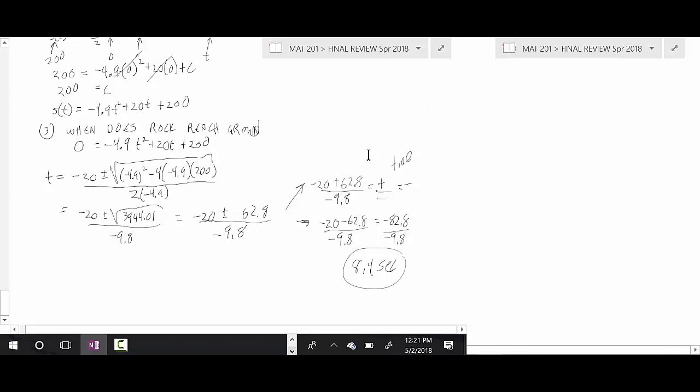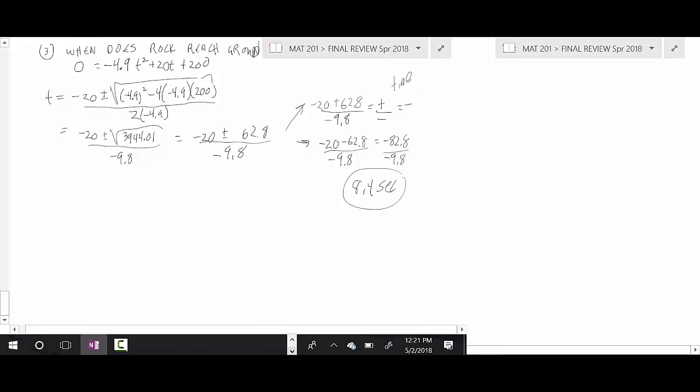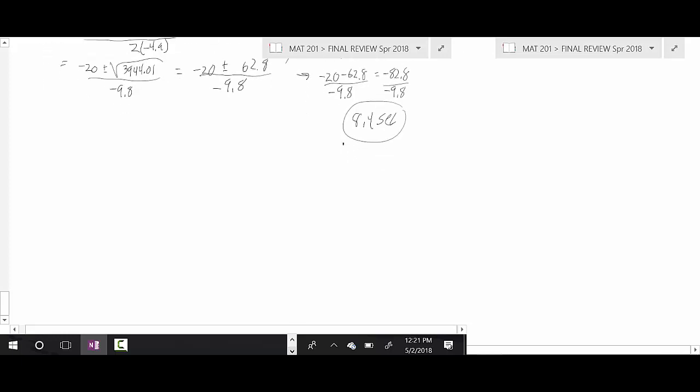The other thing that is not on my review that you want to make sure that you know how to do, and we've done this before, I just didn't put this on my review, is you're given a graph of a derivative. I'm going to take one of those. You're given a graph of a derivative, and what you want to do is find the function. You're just given the graph of f prime of x.